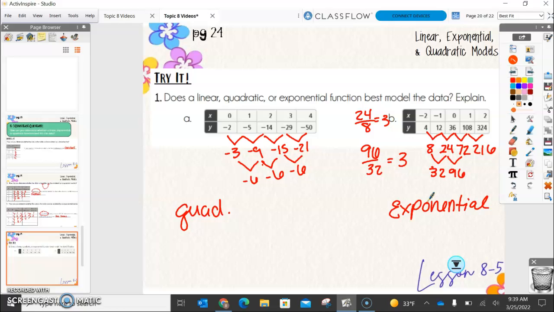I personally think because they grow so quickly, you may be better off, and there's nothing wrong with just realizing that those y values are multiplying by a factor of 3 each time, so we'll call it exponential.